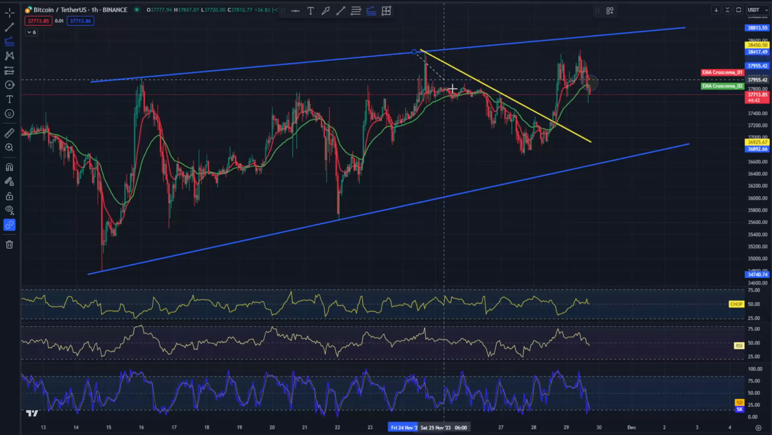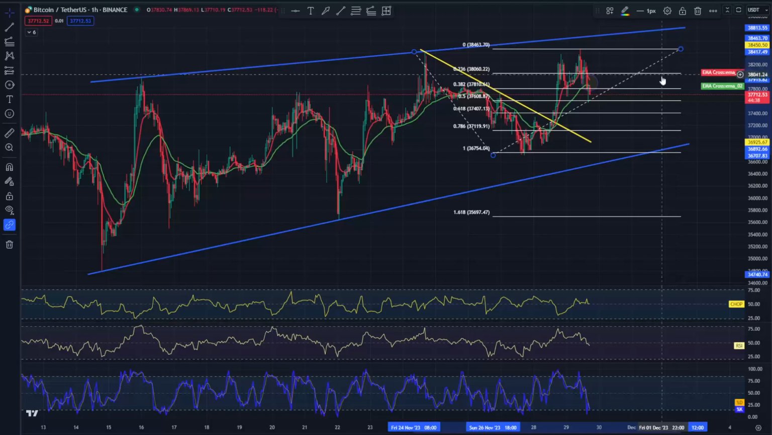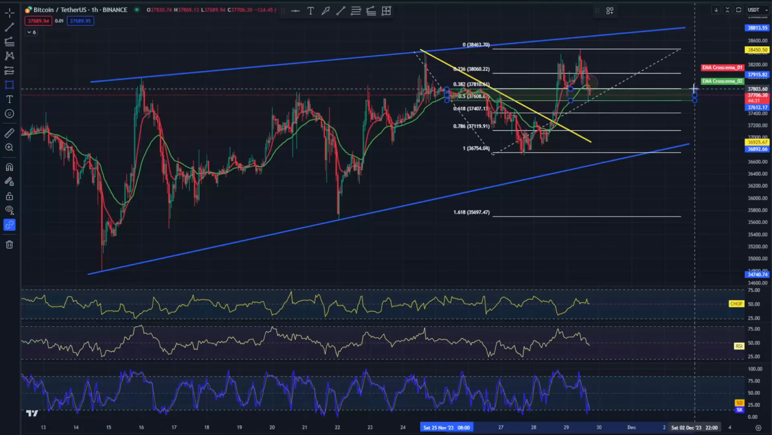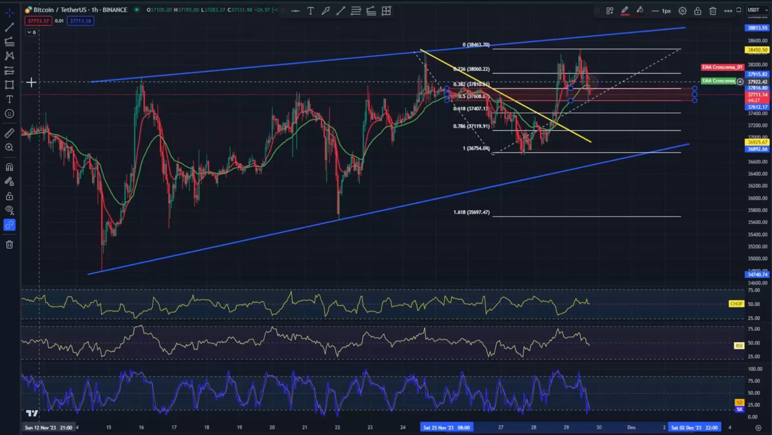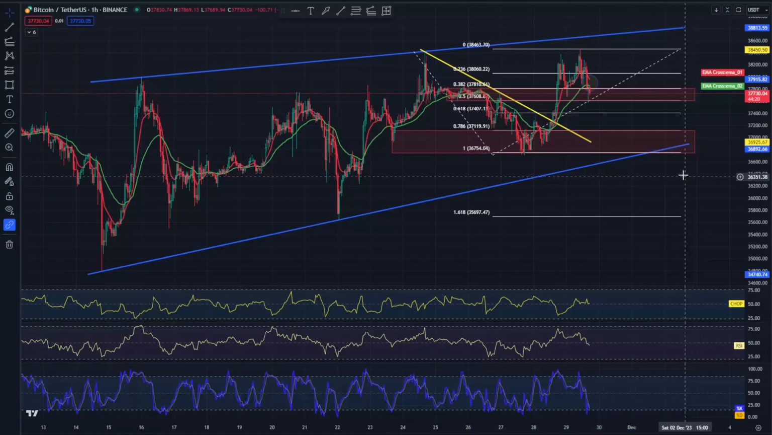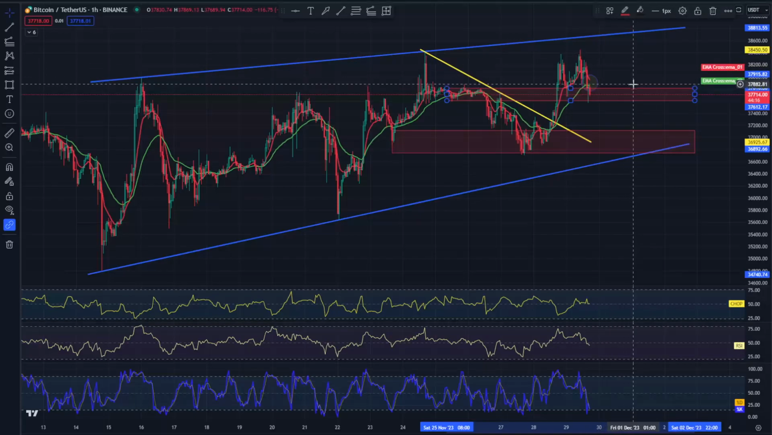Now we can move on to marking support areas in case the current correction deepens. And here, first of all, we have a visible support zone from $37,816 to $37,612, but when the price breaks below, we can see a drop to the area of the second zone from $37,117 to $36,747.